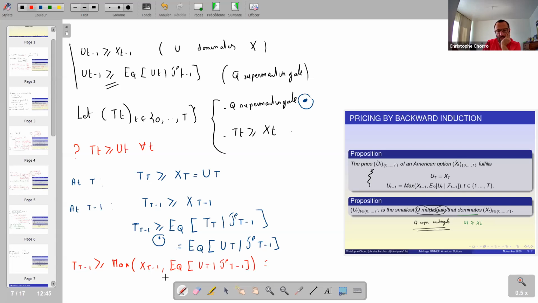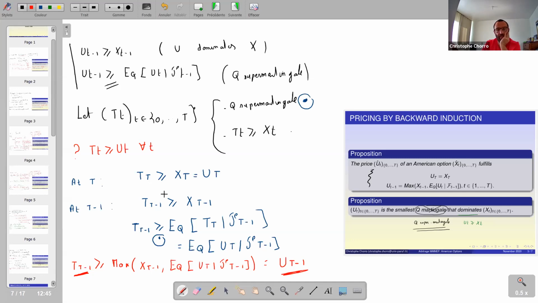And what I recognize here is that this expression is exactly what you obtain for small t equal to capital T. So I have here U_{T-1}. So it means that at time capital T minus 1, I have proved my relation.